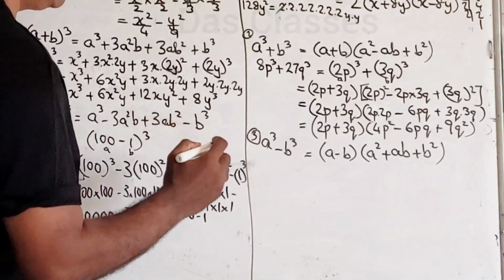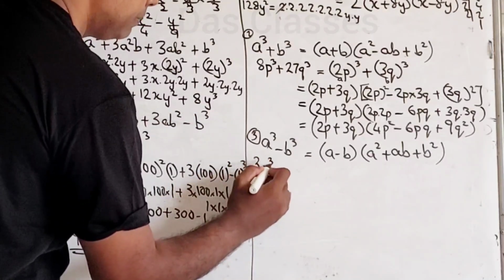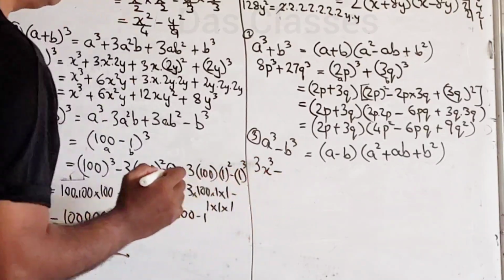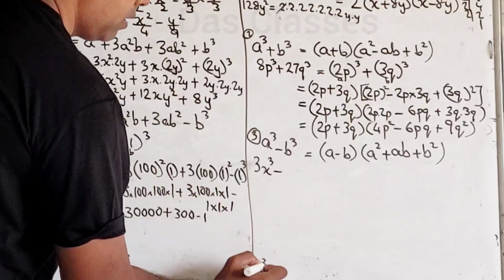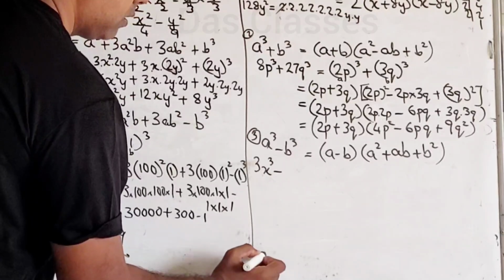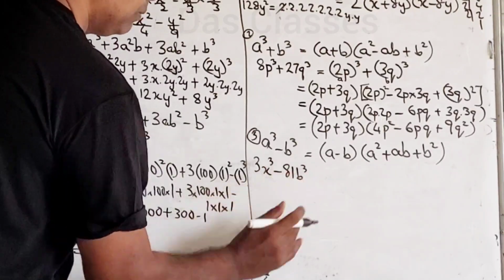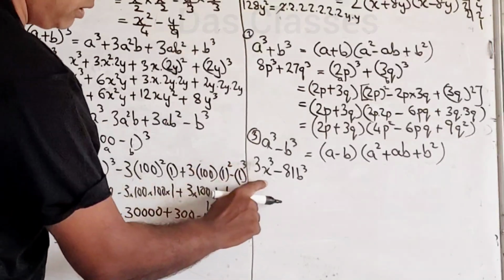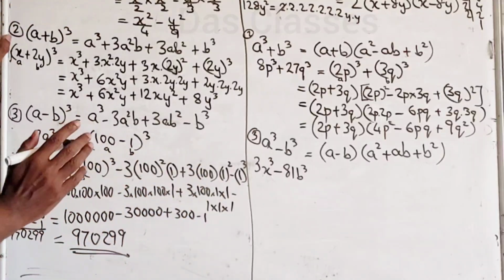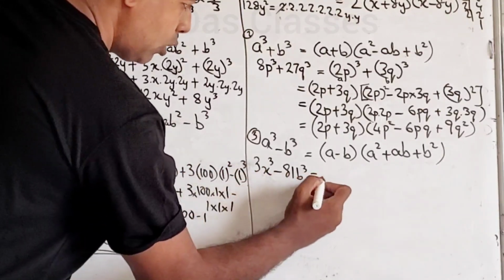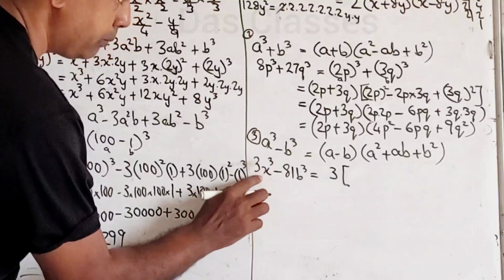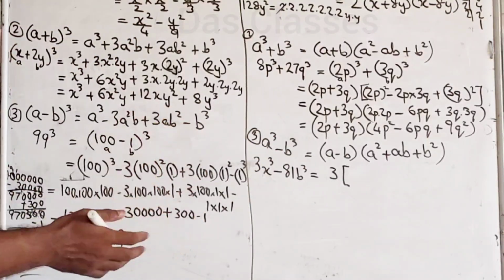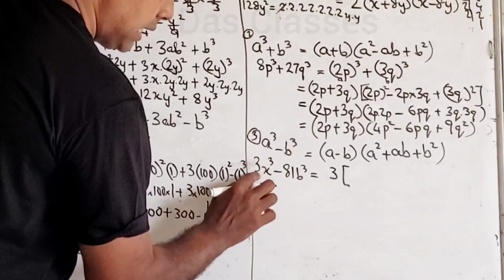So suppose I give you something like this, 3x cube minus 81b cube. Again, as you can see, there's a little bit of problem in this sum, that they are not perfect cubes, but we can take out 3 common. The hint is most of the time whatever is written with this has to be taken out common, but not necessary in all the sums. But in this case, 3 will be taken out common.